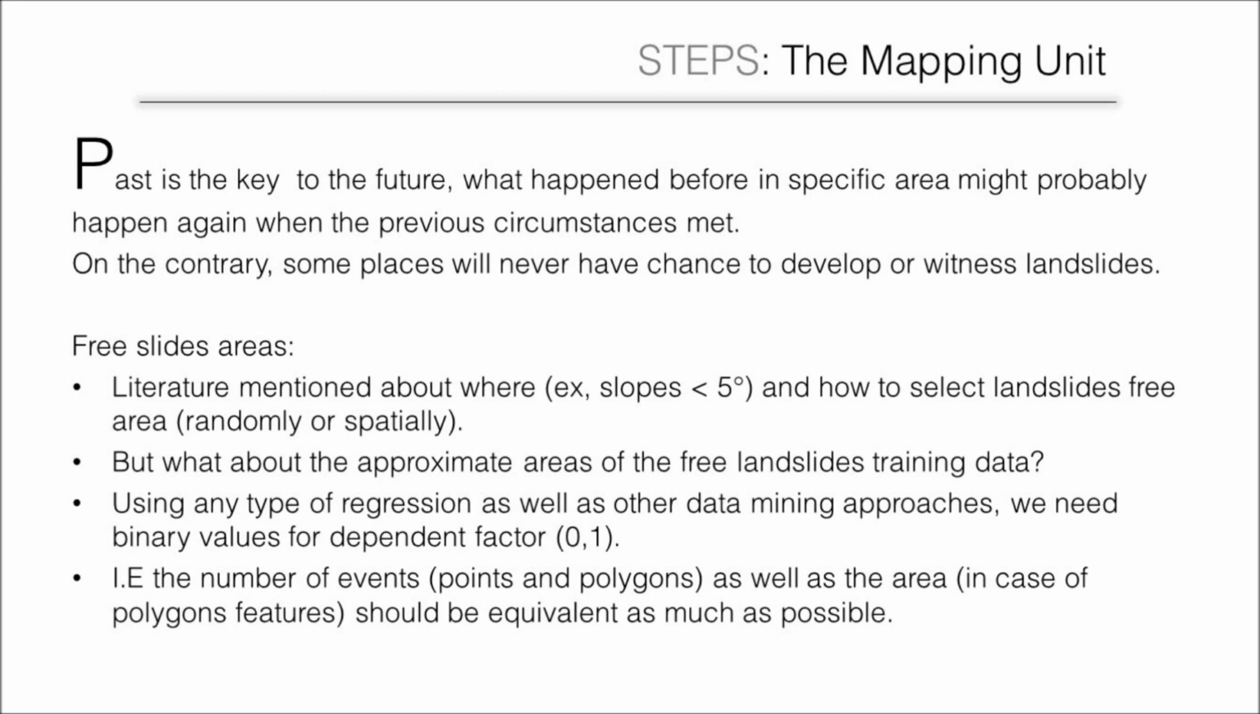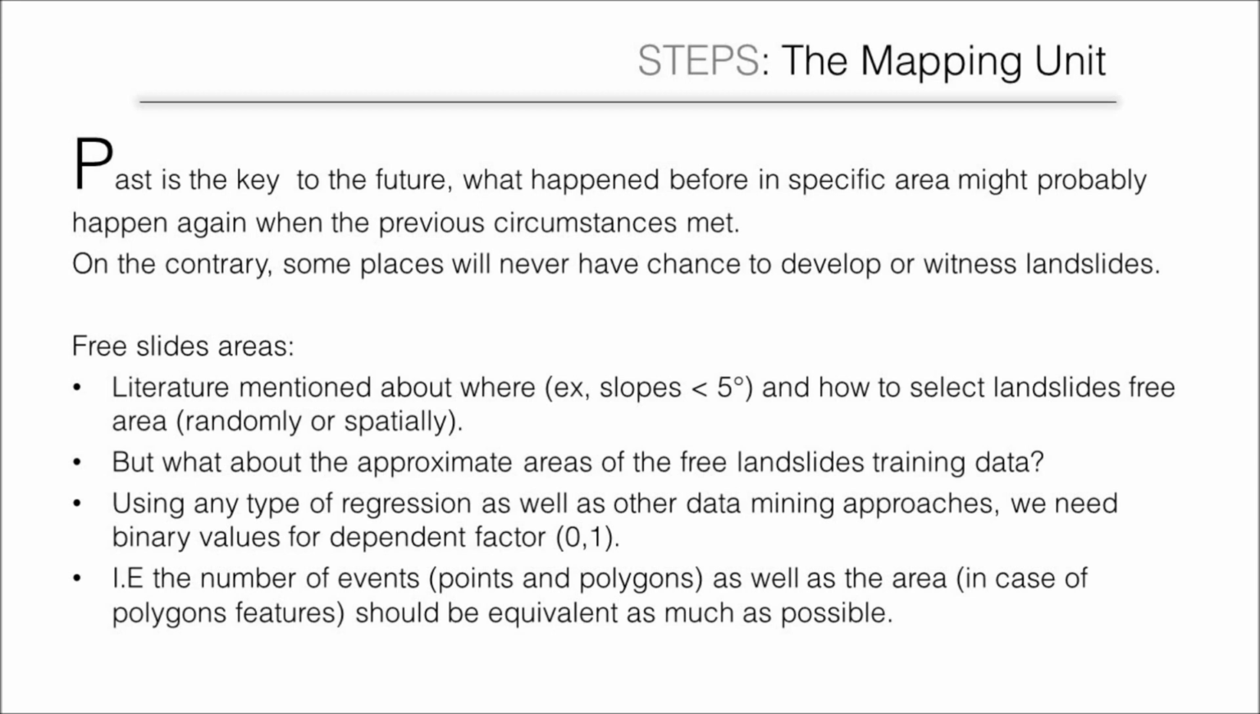So here, for example, if we talk about what the free slides area is, which we denote as the 0 value, as you know, the value of 1 is already well known. It's the target, the data that we have. But the big issue is the free areas, which the literature does not clearly mention. So for example, the literature mentions, for example, slopes less than 5 degrees.